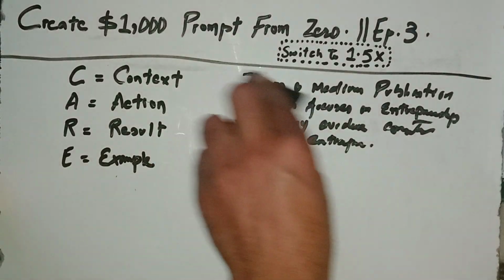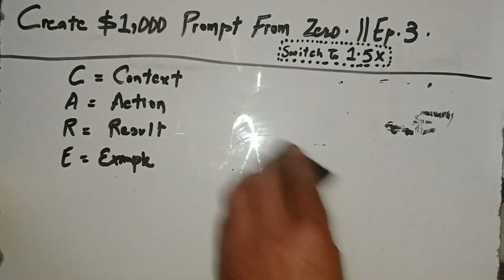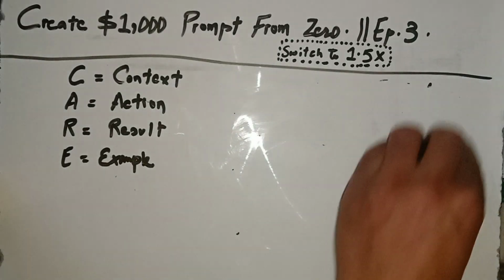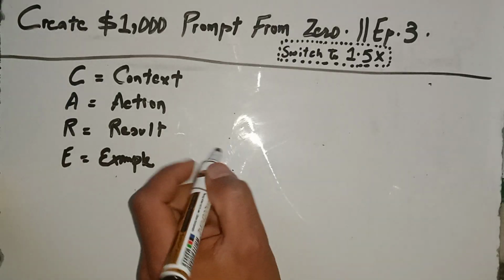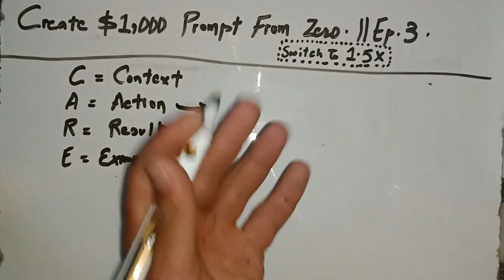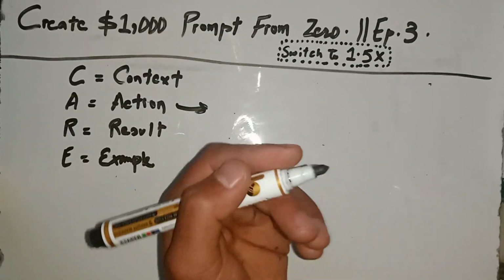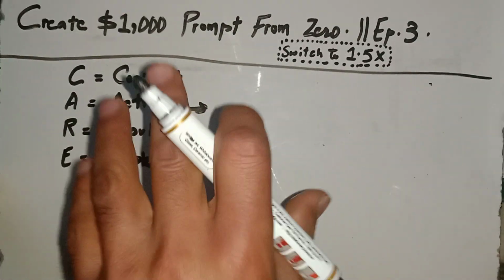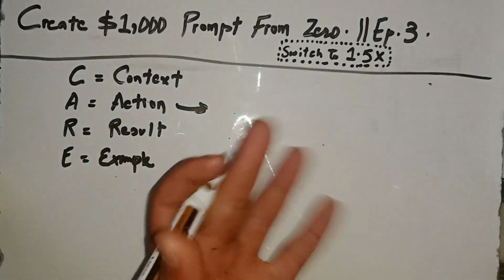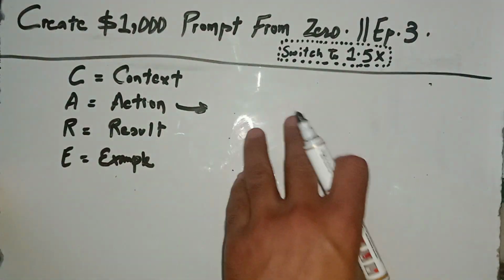You gave the situation: you are a Medium publication owner and your audience consists of those who are beginners in entrepreneurship. So this was the first part, and the second part is action. You need to tell AI exactly what you want it to do. Do you want an explanation on tech? Do you want an article on business or fitness? You must mention the specific goal.